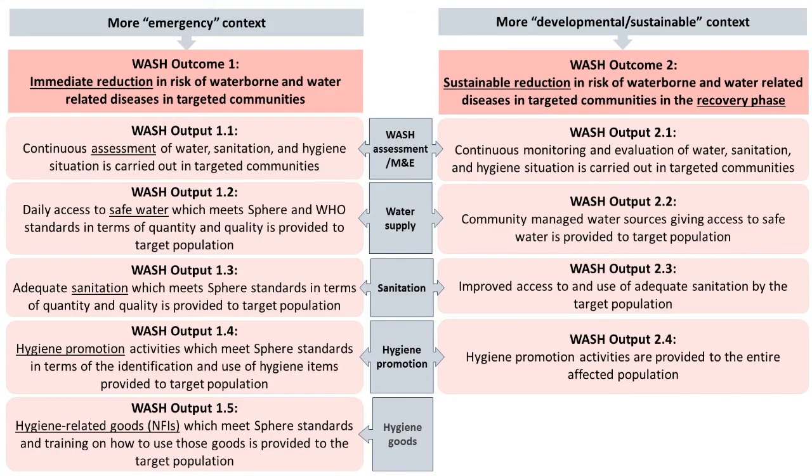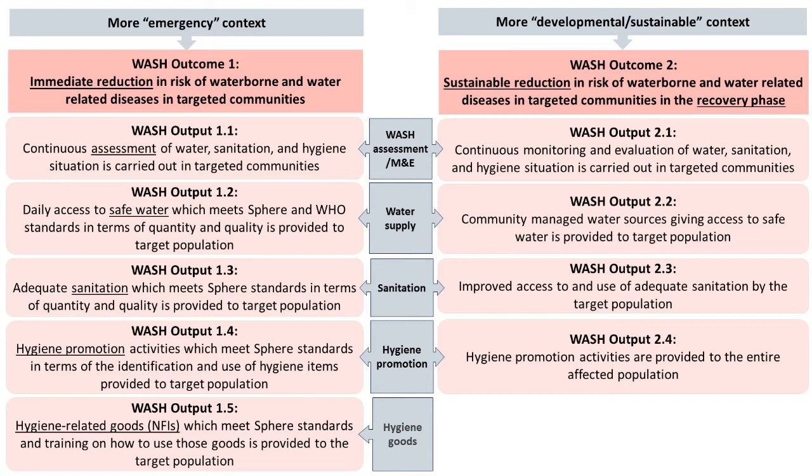Let's take a look at the WASH outcomes and outputs, starting with WASH Outcome 1, which is the immediate reduction in risk of waterborne and water-related diseases in targeted communities. The keyword here being immediate reduction. This outcome should be selected if you are doing short-term emergency WASH activities that fulfills immediate needs.